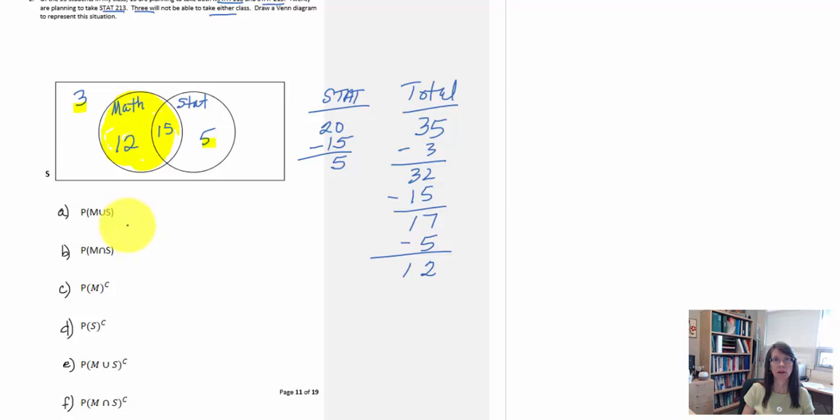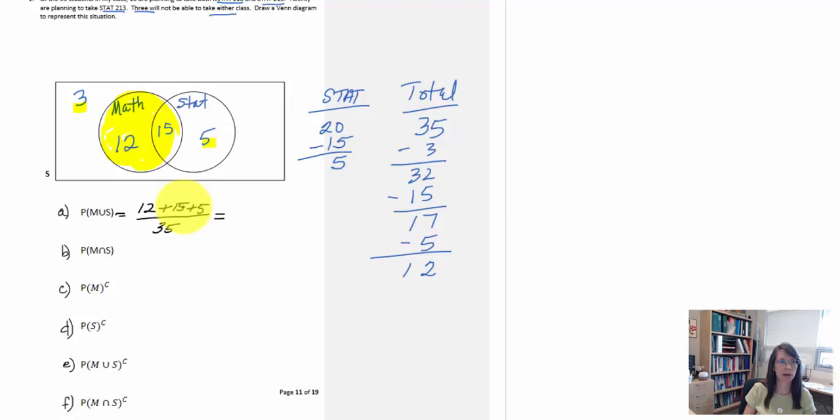Now that our Venn diagram is complete, we can find some probabilities relating to this Venn diagram. Example A is the probability that math is in union with statistics. So that means we're looking for students who are taking math or statistics. Going to the Venn diagram, we're going to add 12 plus 15 plus 5, and that will be divided by the total number of students, and that is 35 students.